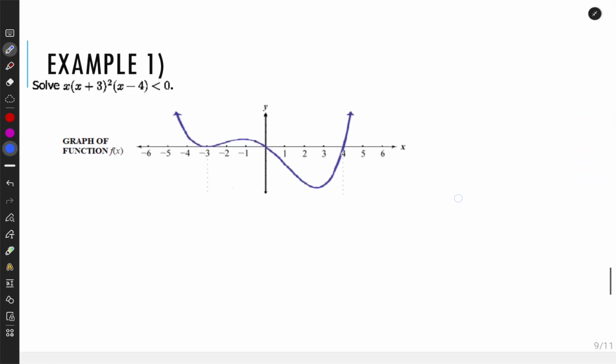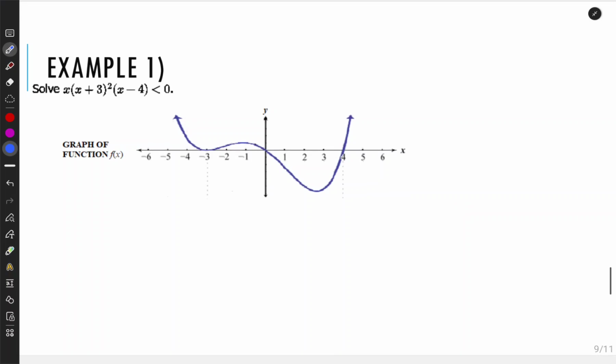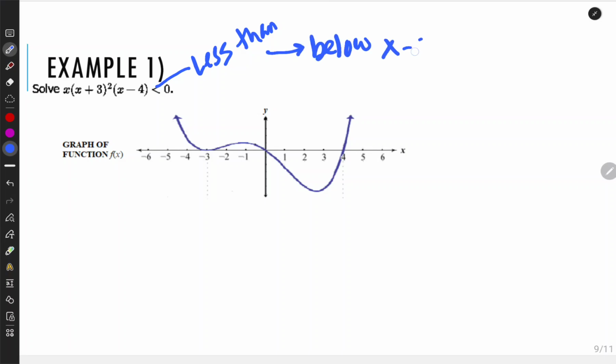All right, so up first, we have x times (x plus 3) squared times (x minus 4) is less than 0. We know that this is less than. Okay, so we're looking for when is it less than 0. When we said less than, it means that we're looking for when is it below the x-axis.